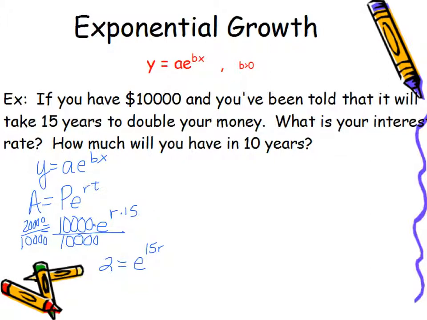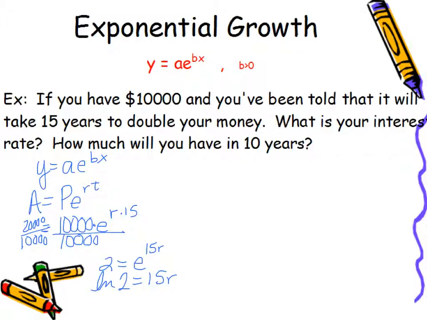There's nothing else to get away from that unless I get rid of this exponential. So that's what we're going to do. We're going to get rid of the exponential by switching it to a logarithm. So it's a log base e, so we call that natural log, of 2 equals your exponent. And so at this point we can go to our calculator and we're just going to take the natural log of 2 and divide it by the 15 and we'll have our interest rate.